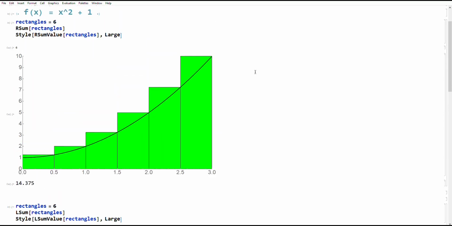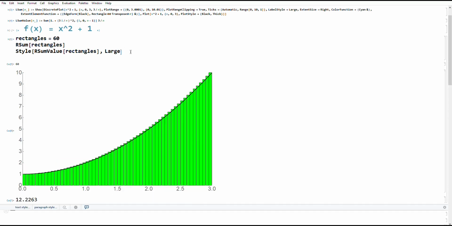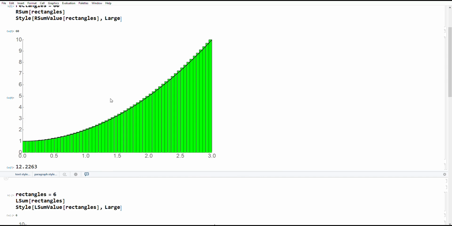So what we're going to do now is increase the number of rectangles, and we're going to do it fairly dramatically, 10 times as many rectangles. And we get the following picture. Now, if you look carefully, you can see that this is a much better estimate. It's still too big. You can see little pieces of the rectangle protruding above, but it's much closer to whatever the area is, and you'll see that the answer that came out is 12.2263.